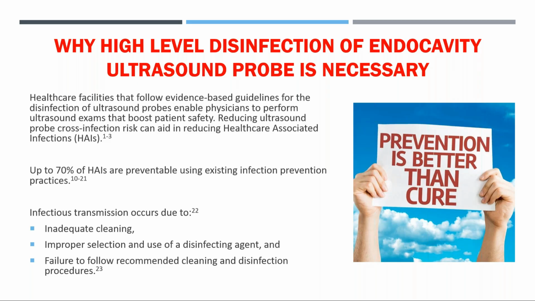Up to 70% of healthcare-associated infections are preventable using existing infection prevention practices detailed in the guidelines that we already mentioned. Now, in terms of devices, infection transmission occurs due to really three things. Inadequate cleaning. Cleaning, and I'll say this again, cleaning must precede disinfection. Cleaning removes 2 to 4 logs of organisms. Improper selection and use of a disinfecting agent. Whatever method you use for disinfection, you need to follow the manufacturer's instructions and follow them rigorously. So for a chemical disinfection, you obviously need the proper concentration, proper use, and safety. And then failure to follow recommended cleaning and disinfection practices and procedures.